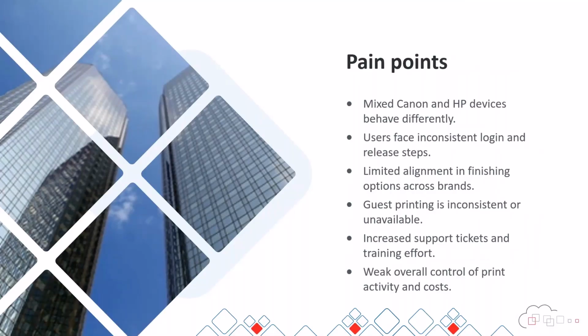So in practice, this inconsistency shows up at the device. Users hesitate because the steps aren't the same from one printer to the next. Login works one way here, release works another way there, and even small differences are enough to slow people down during the routine printing. Finishing makes things even worse. Options don't always align, so users resend documents or switch to another device to get the expected outcome, which wastes time and adds frustrations and even indeed costs.